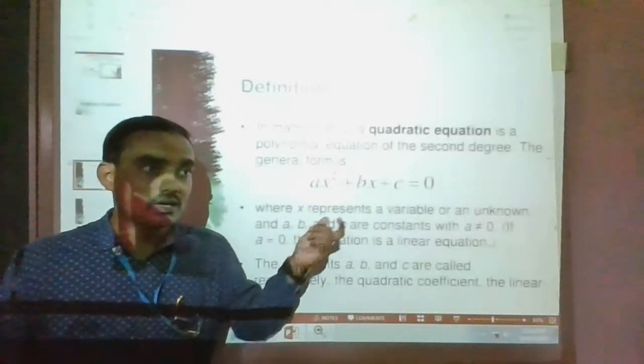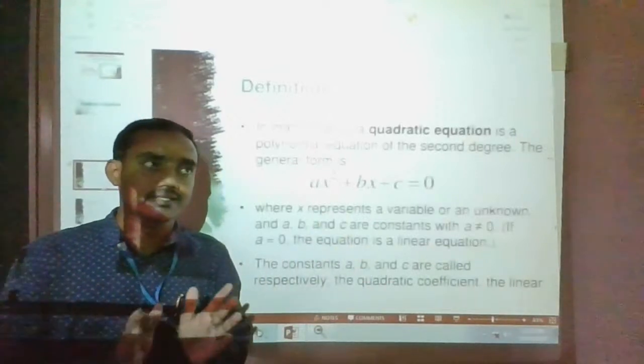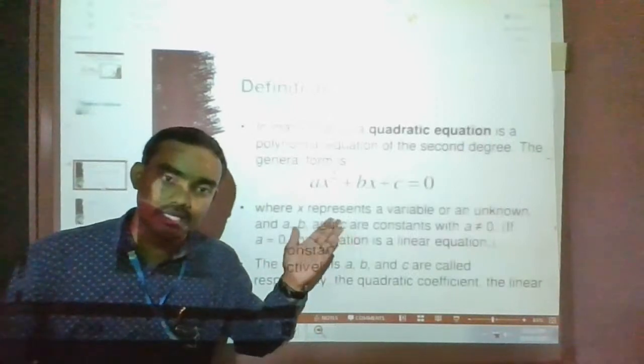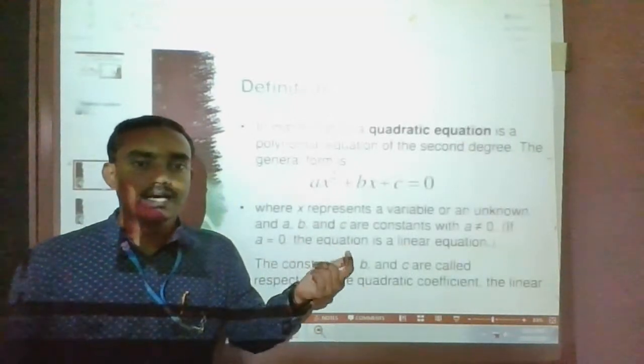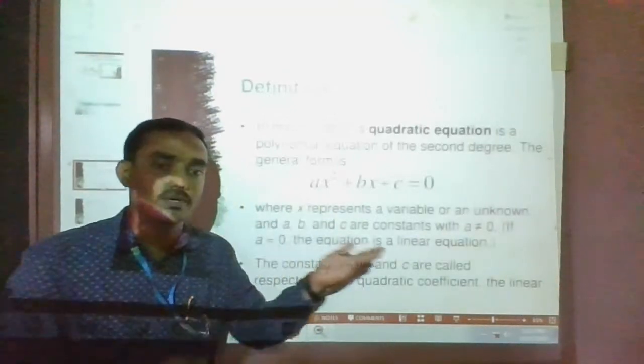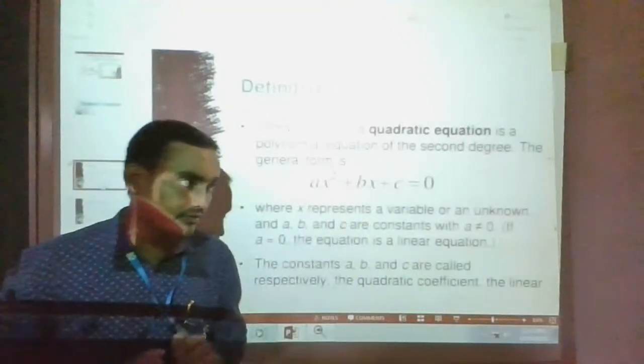Suppose the degree is 1, then it becomes linear. It means linear is nothing but degree 1. In the given algebraic expression, the variable's highest power is 1, so it is a linear polynomial. Suppose the polynomial is equal to 0, then it becomes an equation. This is the difference between polynomial and equation.